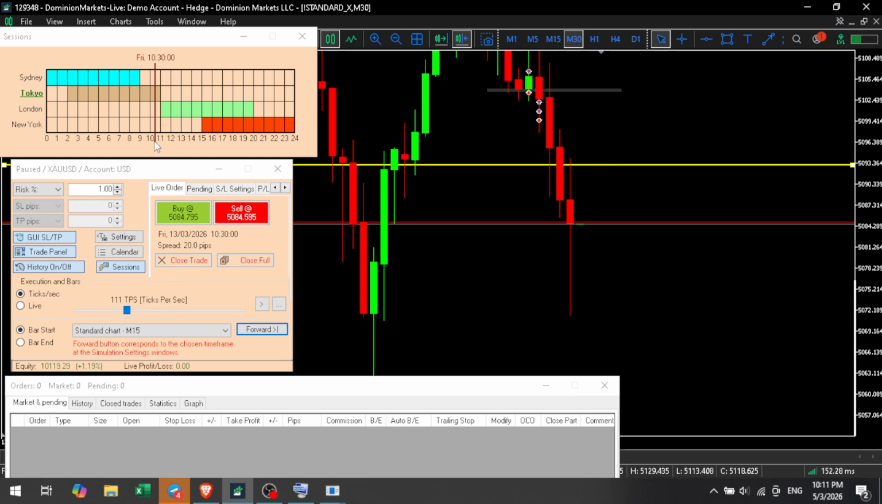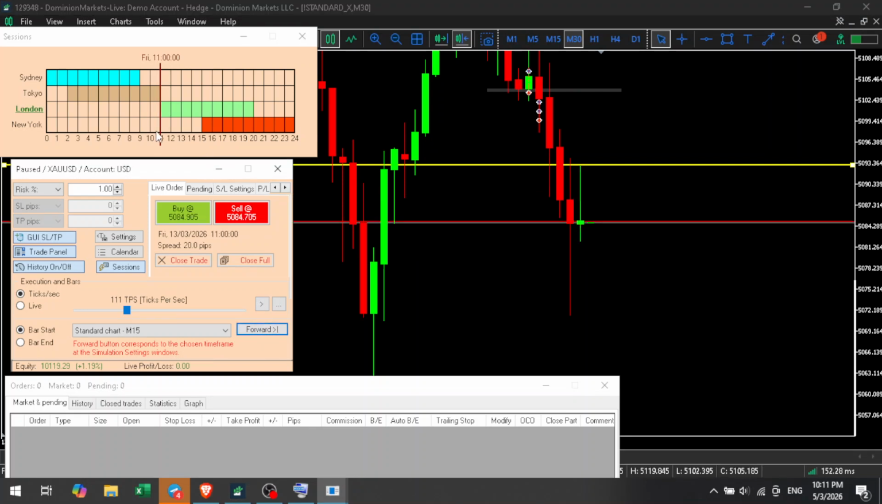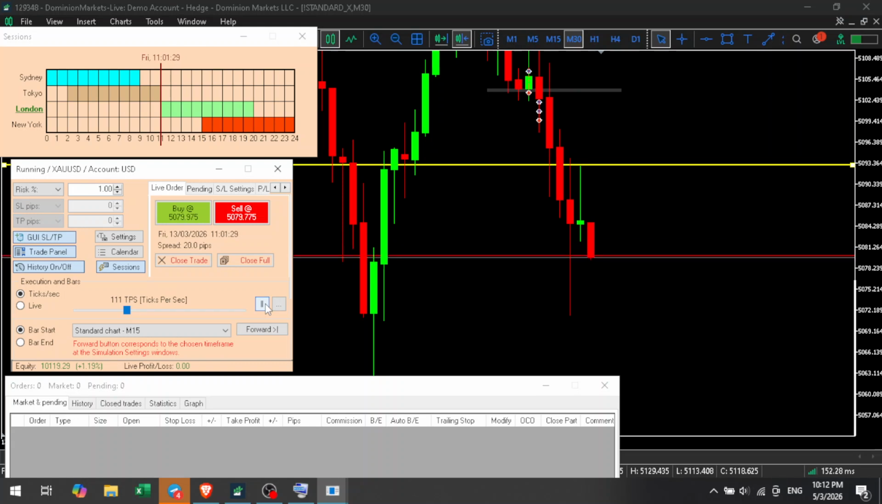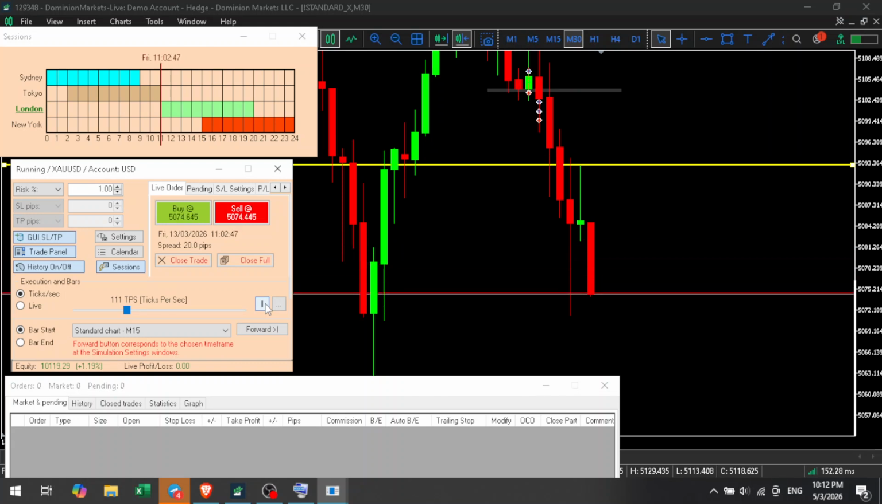We are past our London Open scenario. Nothing. We are away from the London Open time, and we have an impulse entry scenario. Let's see if that works out. Okay, in the first minute it's just pushing down and down and down.